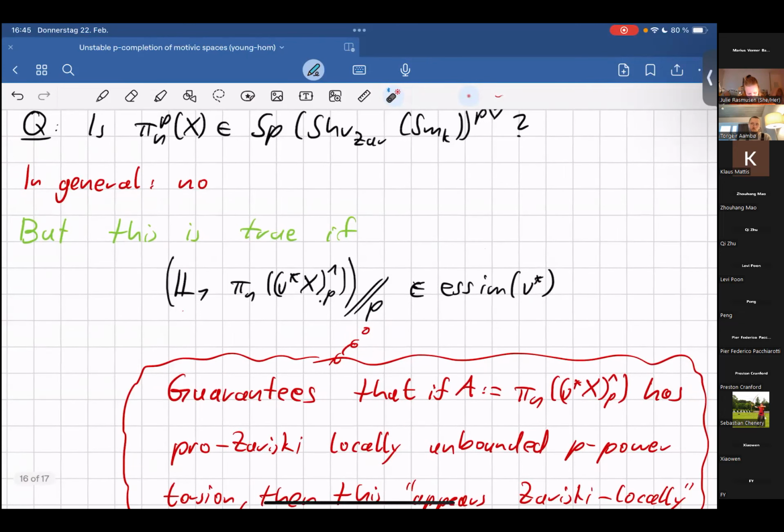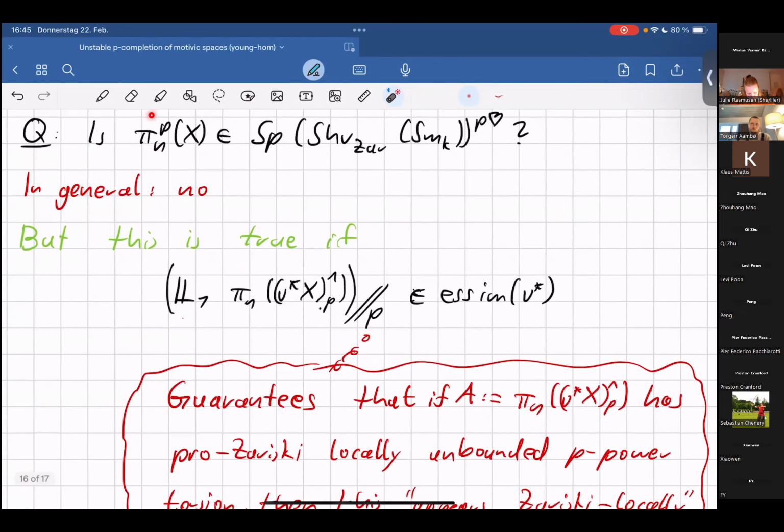And it turns out that this guy is living in the p-adic heart exactly if this guy, so we take X and go to the pro-Zariski guy and p complete there and take the normal homotopy group. So if we would now push it down to the Zariski topos, then we would get this guy. But we can also derive p-complete here with this L1 guy, and then mod out p and ask if this guy is living in the essential image of nu upper star. Okay, this is some very weird and very technical condition, but what does this actually say?